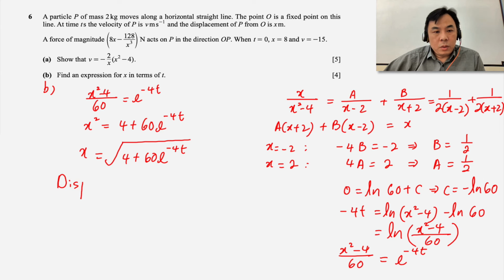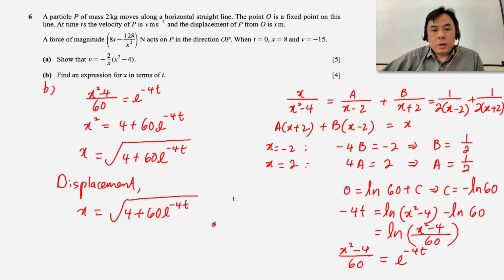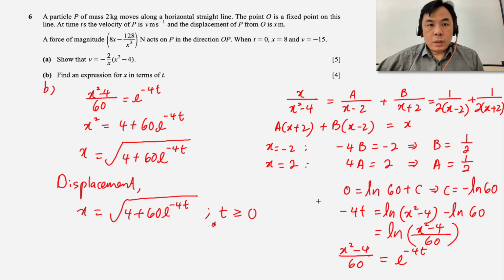So we can conclude that the displacement function is given as x = √(4 + 60e^(−4t)). I think that is for any time greater than or equal to 0. I hope that is clear to everyone. Okay, so I'm going to pause here. We're going to move on to the next question.